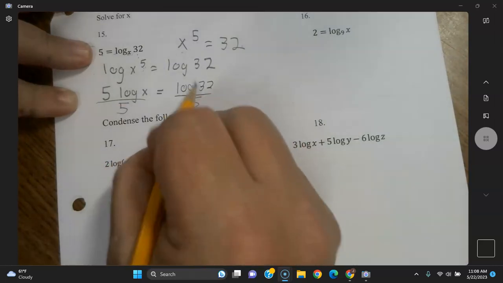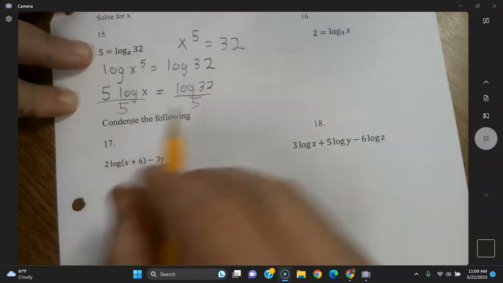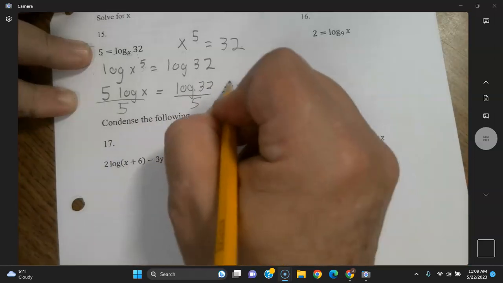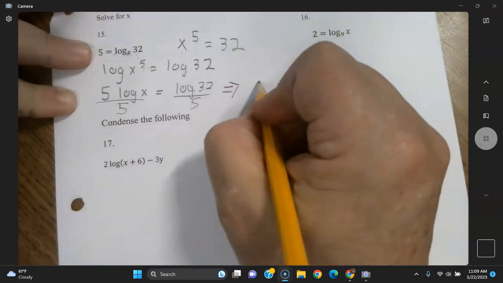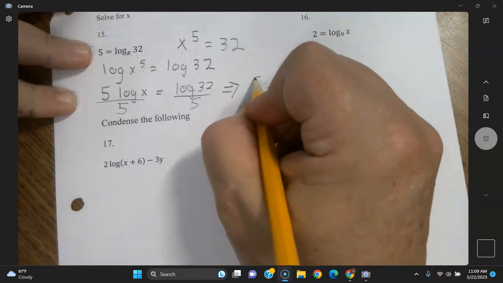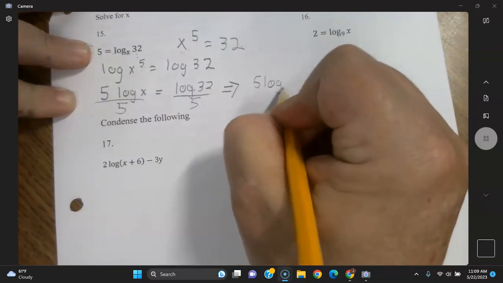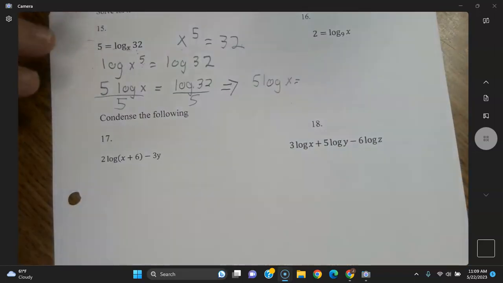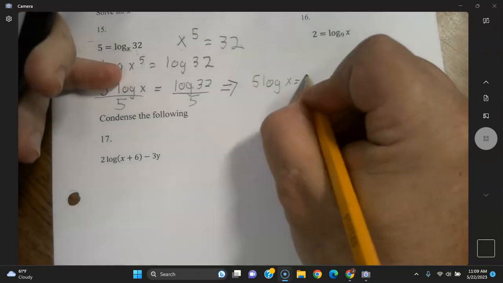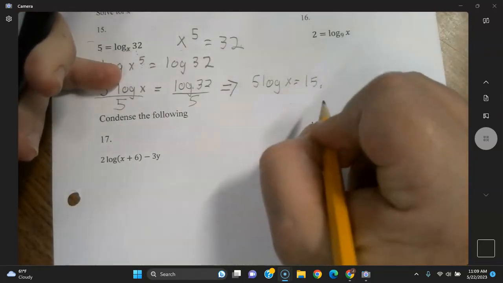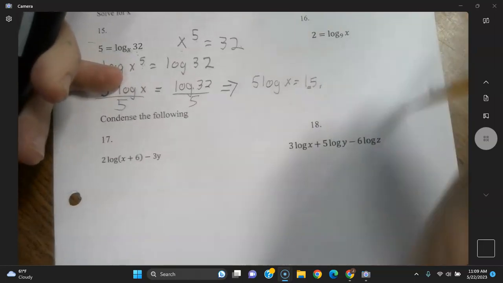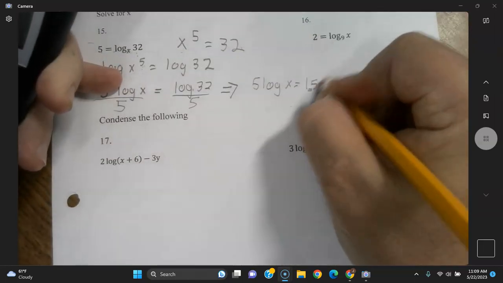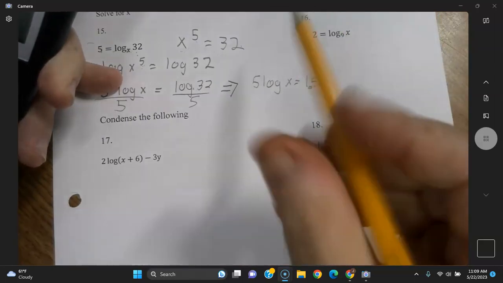Okay, actually let's do that, and let's take the log of 32. So I'm going to move over here. I'm going to do that first actually. I'm going to say 5 log x equals, and the log of 32 is, let's do that on your calculator, and that gives you 1.5. Now you simply divide both sides by 5.